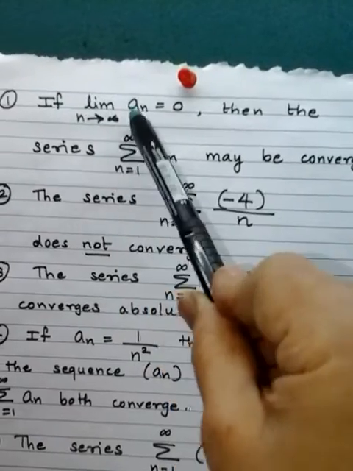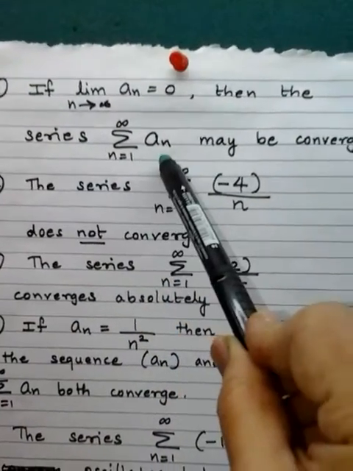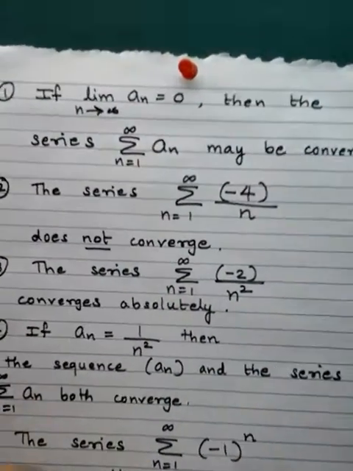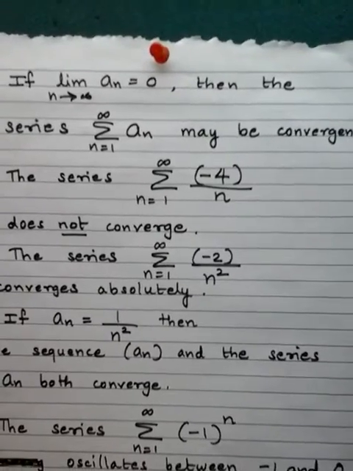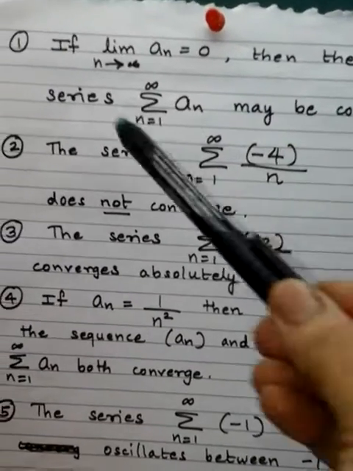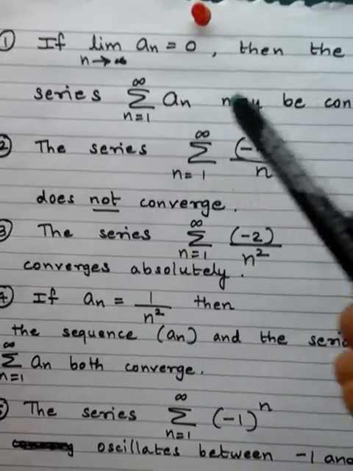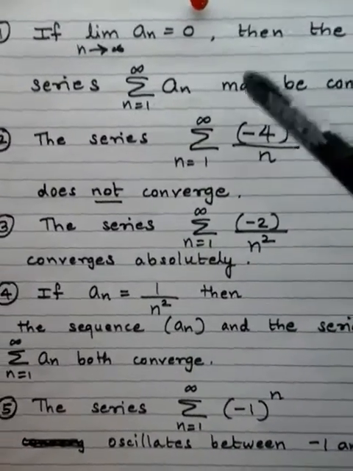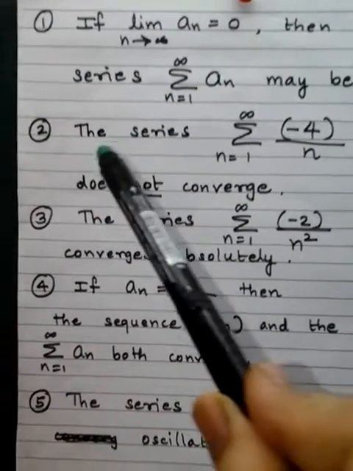Now if the limit an is 0, then the series may not be convergent. Just now we saw the theorem, the converse is not true. So applying that, if limit an is 0, then the series may not be convergent or may be convergent. You would never know.